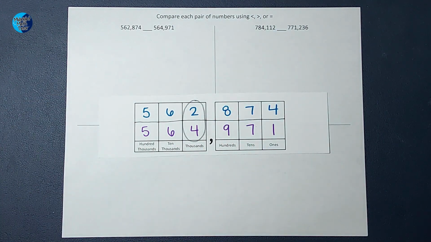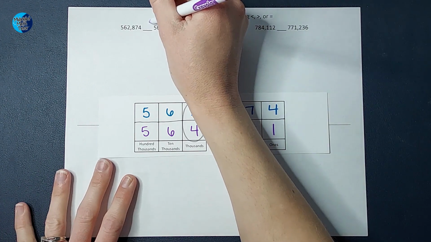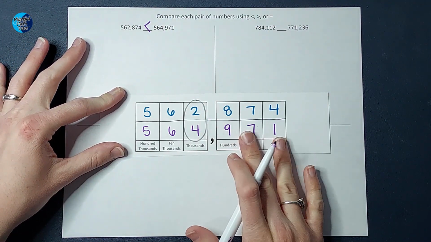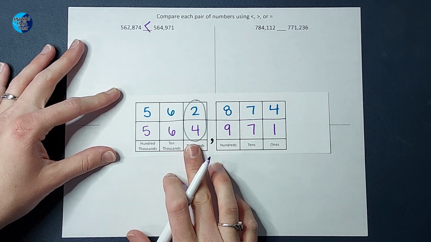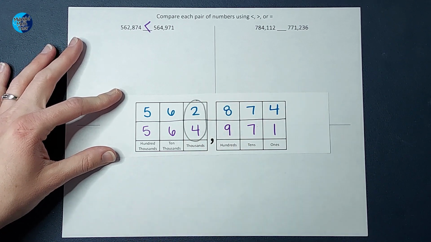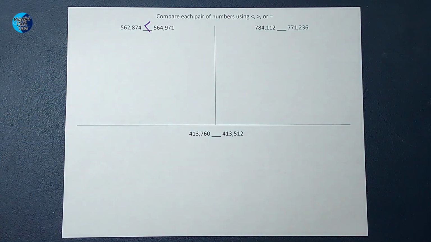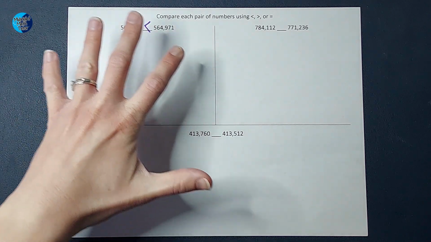So which one is bigger? The one with 4,000s, right? So that helps us know that this one is bigger. And we don't really need to worry about these numbers because this one told us which one was bigger. We can kind of ignore these. Isn't that nice?